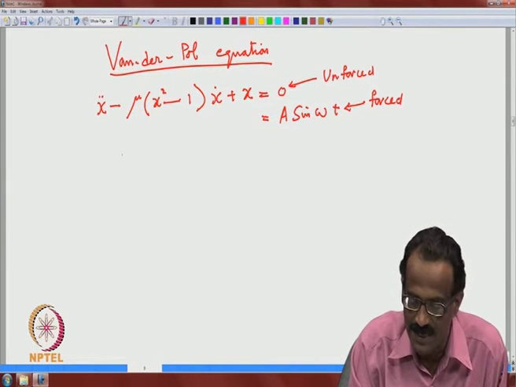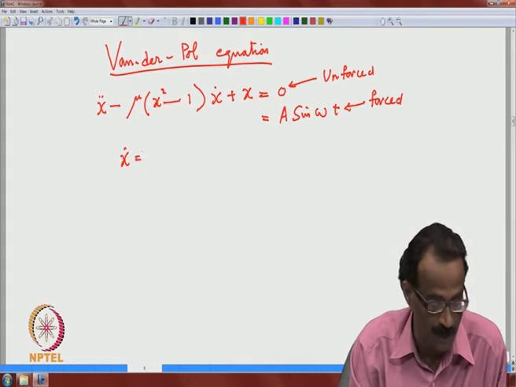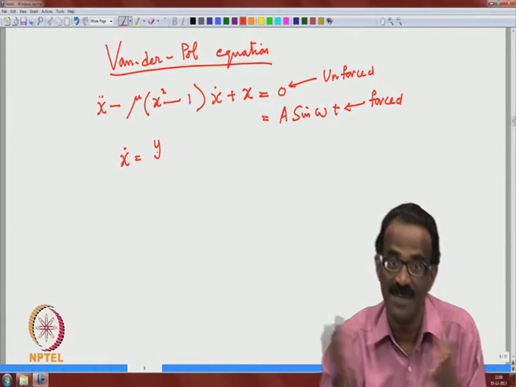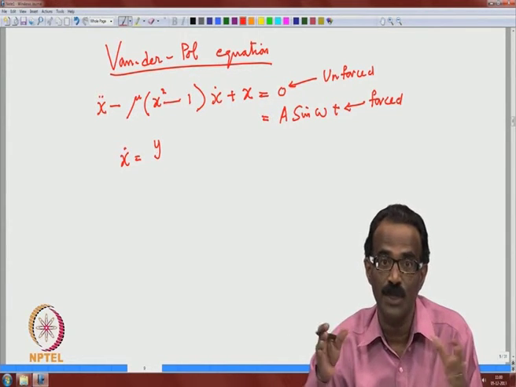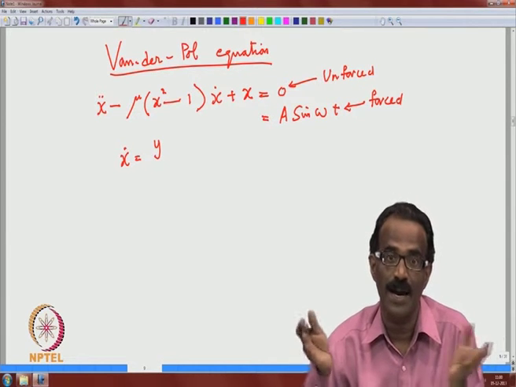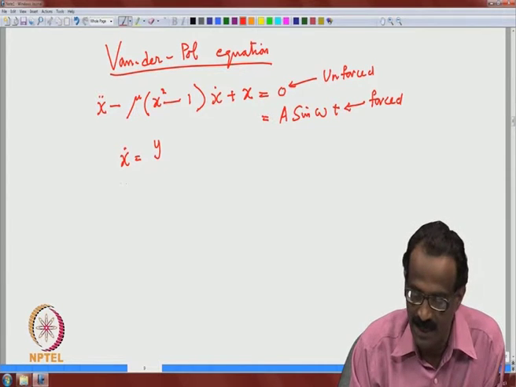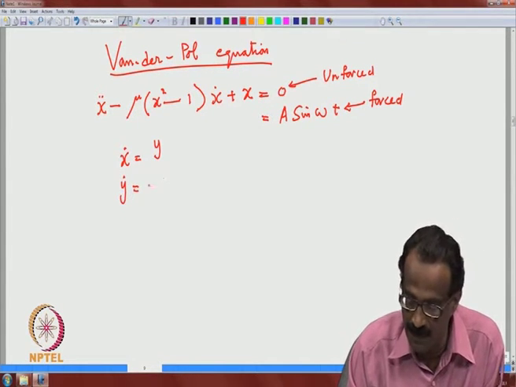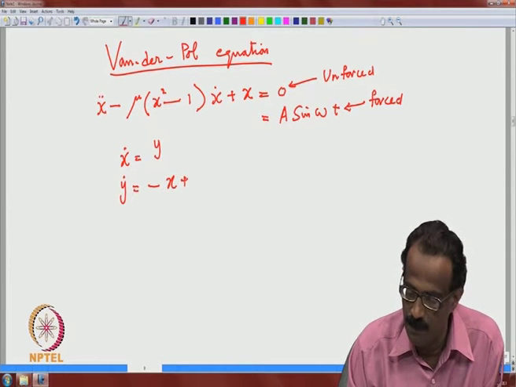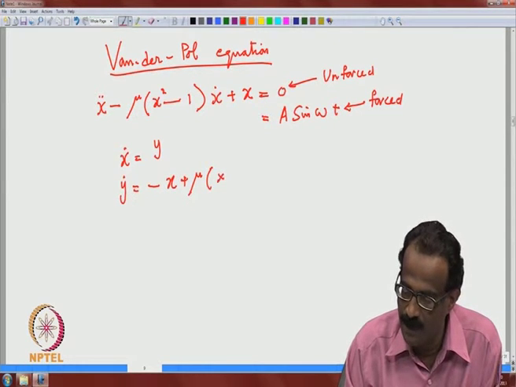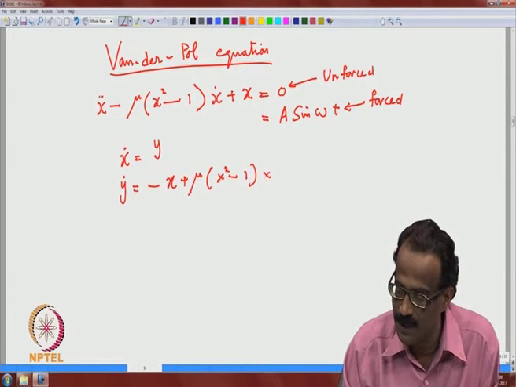You can write this again as a system; there are different ways possibly. When I am writing it as a system, it does not mean that it is a unique way of writing it. You can write the system in different ways. What I have done here is the easiest way of writing it, and different ways of writing it will have different effects, plus mu into (x square minus 1) into x dot.